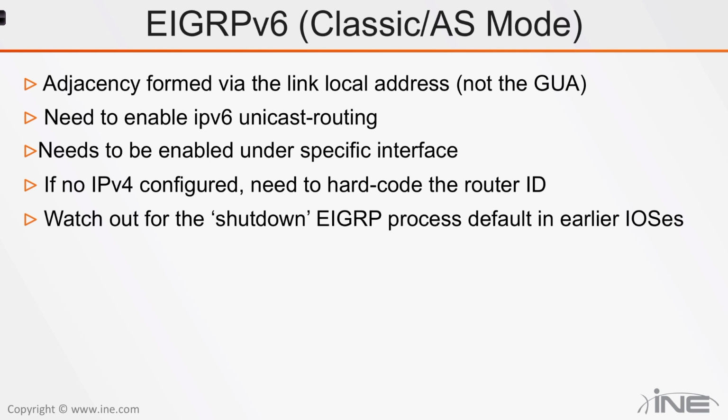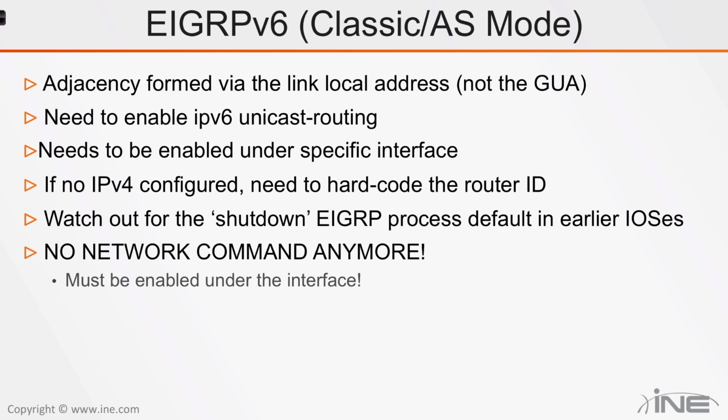Now, in earlier versions of Cisco IOS, going back to like 15.1 code, when you ran the IPv6 router EIGRP and then your autonomous system number command, it would default EIGRP into a shutdown mode. And so then you would have to go into the EIGRP global config process and say no shut. So be aware of that. And when we're talking about v6, there is no network command, right? Remember, we've got to enable v6 under the specific interface.